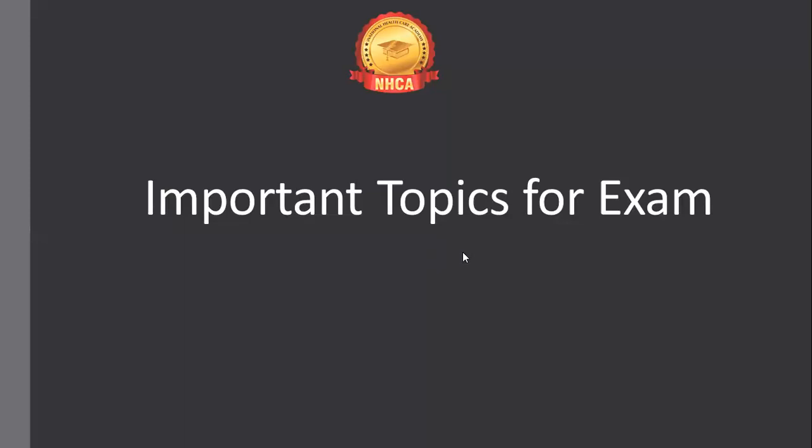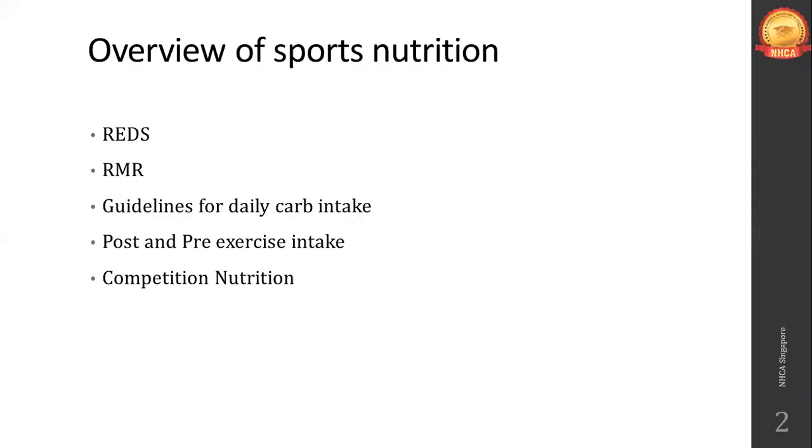So, starting the session, the first chapter will be your overview of sports nutrition. In that you have certain abbreviations like REDS, that is a relative decrease in the energy intake because of sports. Then we have RMR, that is resting metabolic rate. So these abbreviations, what do they mean?